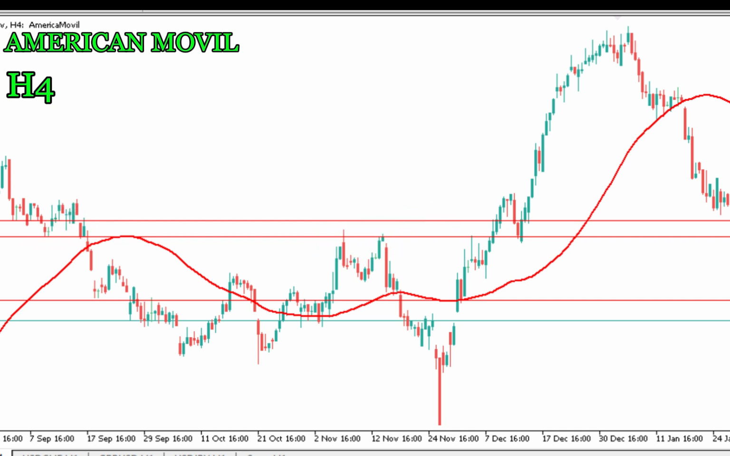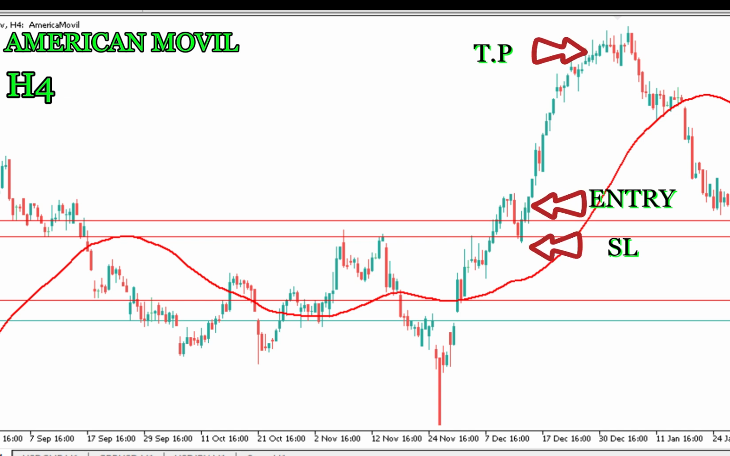And the last condition is we wait for a candlestick confirmation signal. As you can see right here, we had an engulfing signal. This means all our conditions have been met. So we simply place our entry right here, our stop loss below the low, and we target a 1 to 2 or a 1 to 3. As you can see, the trade worked out as expected.